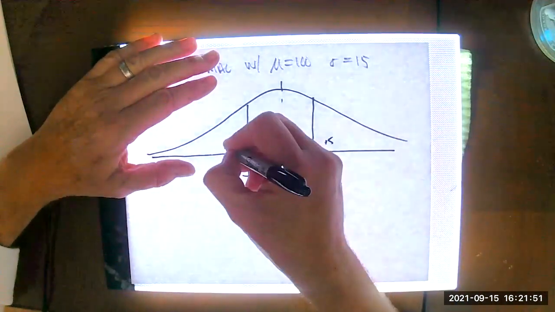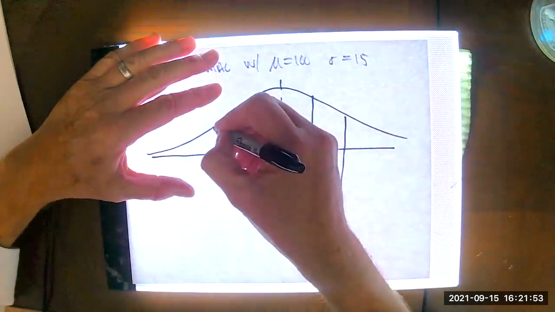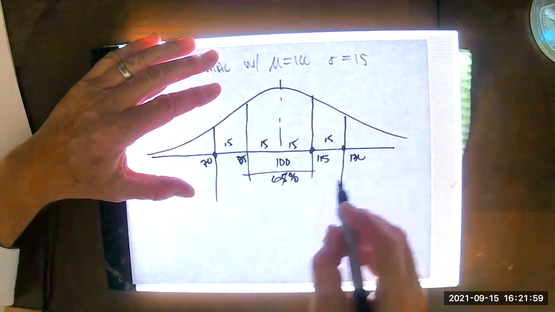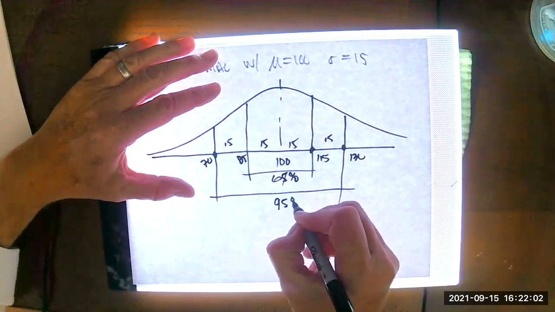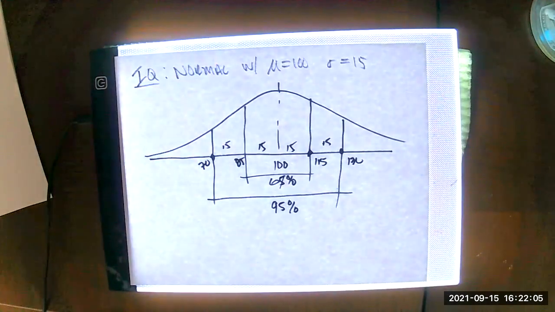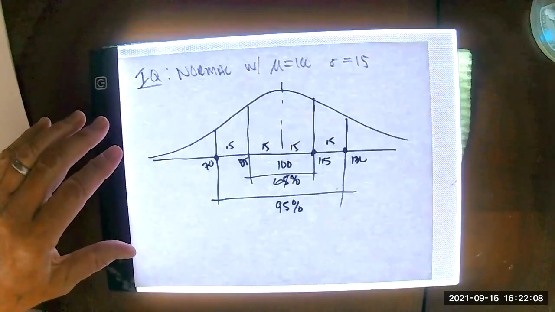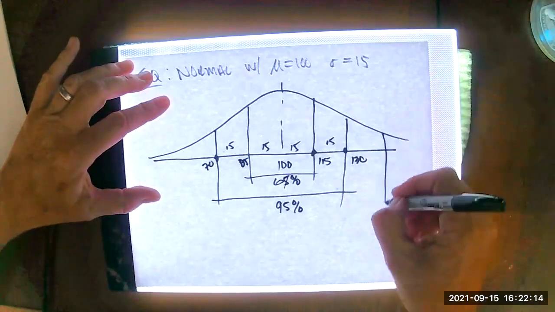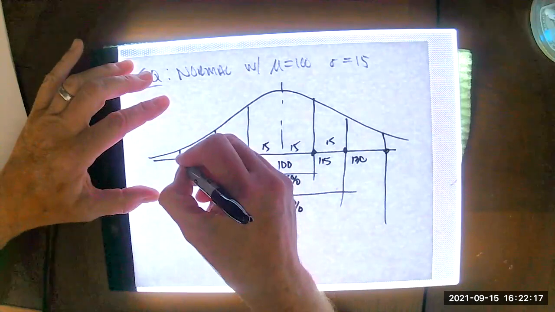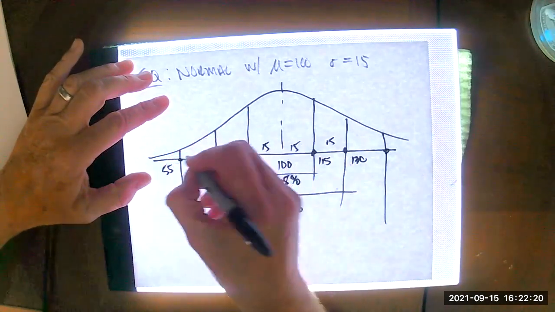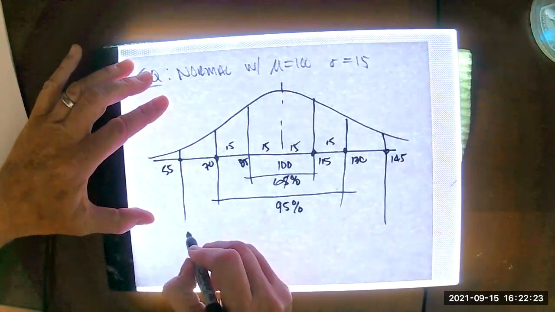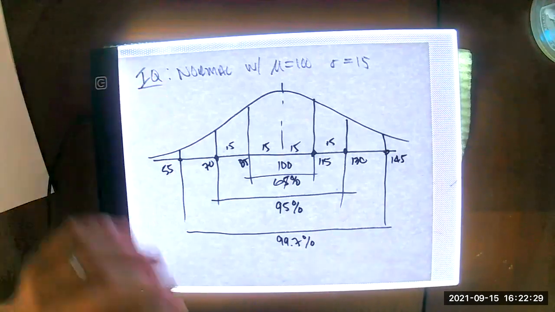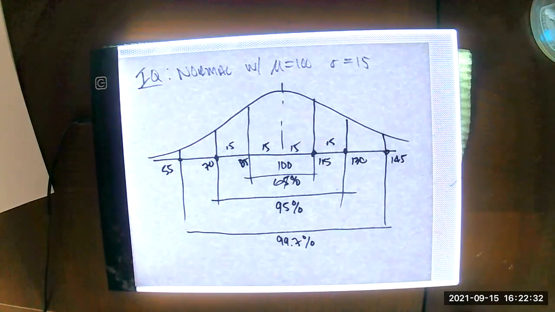Another step of 15 brings you down to 70 on the low end and 130 on the high end. 95% of all the people you see on the street, that's better, have an IQ that falls within this range. And then finally, one last step up, one last step down. So 55 down here, 145 up here. 99.7% of humanity finds its IQ within that range.